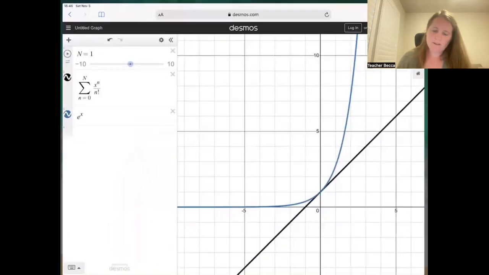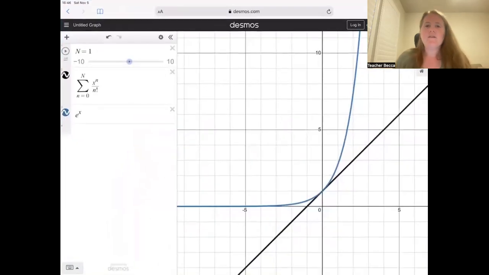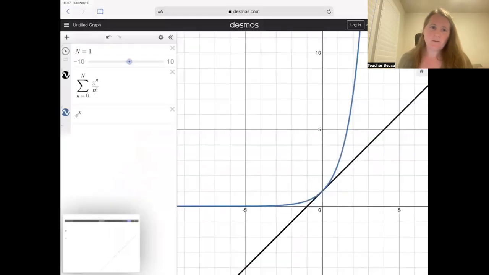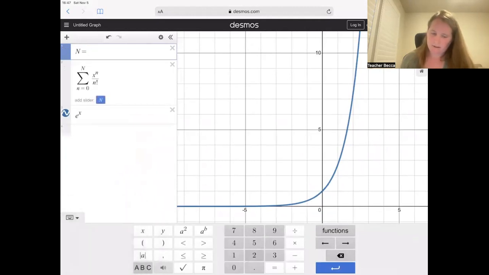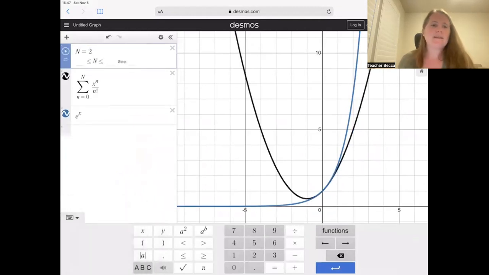So if we switch over to Desmos, I have here the graph in blue is e to the x, and then that black line is p1. So I'm going to just take a picture of this, so I can put them in my notes. Then if we change our capital N on the left to 2, it's now calculating p2.